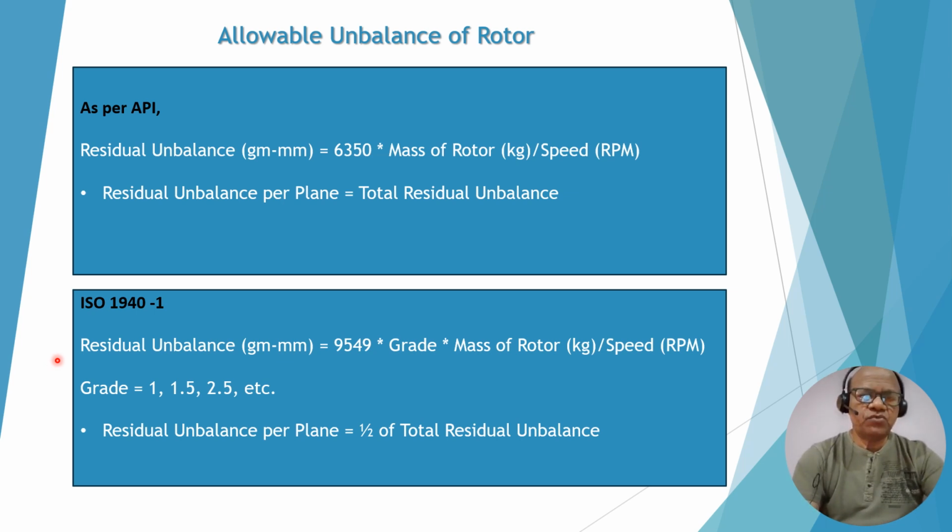Similarly, for the ISO 1940 guideline, residual unbalance in gram mm is equal to 9549 times the grade times the mass of the rotor in kg divided by the speed. So what is the grade? If you want to calculate for grade 1, you have to put grade 1. If you want to calculate 1.5 grade, you put 1.5. If you want to go for 2.5, you put 2.5. All other data will remain the same. But in this case, the residual unbalance per plane is equal to half of the total residual unbalance using this formula. Normally grade 1 is preferred.